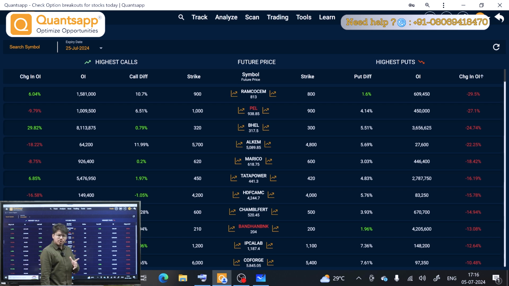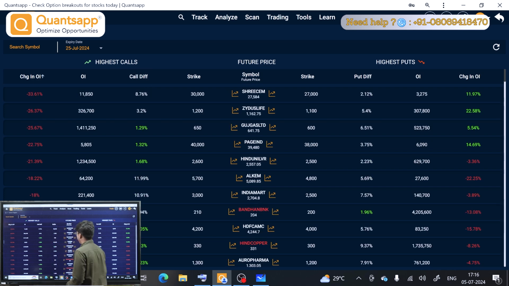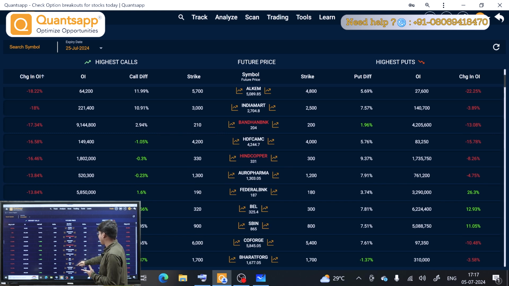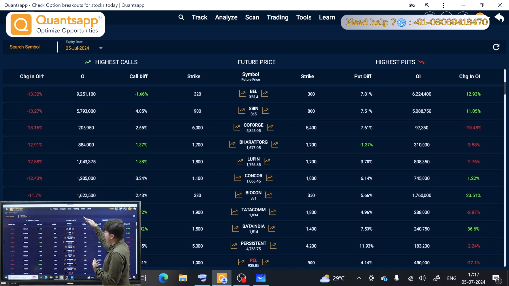Okay, let me show you a breakout that has occurred. If I just sort based on change in open interest, let's look at BL, for example. BL is a good stock. I have scrolled it all the way to the top, so you can see it's easier to view. BL's future price is at 325. Its heaviest call is at 320.